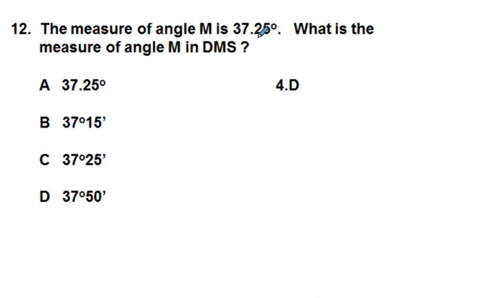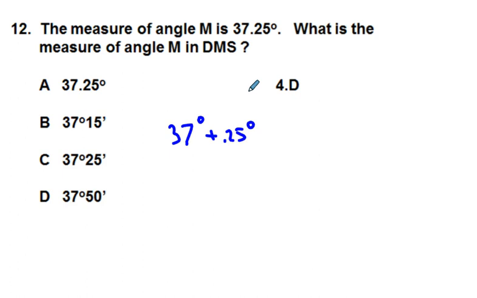Okay, 12. Measure of angle M is 37.25 degrees. What is the measure of angle M in DMS? Well, DMS stands for degrees, minutes, seconds. So what we would have here is 37 degrees, and then plus 0.25 degrees.